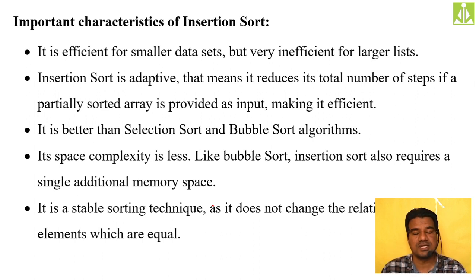It is better than selection sort and bubble sort in terms of space complexity, as it does not use any extra space for performing this sorting. It is a stable sorting technique as it does not change the relative order of elements which are equal. If elements are equal, we do not swap or change their positions. Only if one element is lesser or greater do we need to change positions. If the elements are equal, we should not do anything, isn't it?